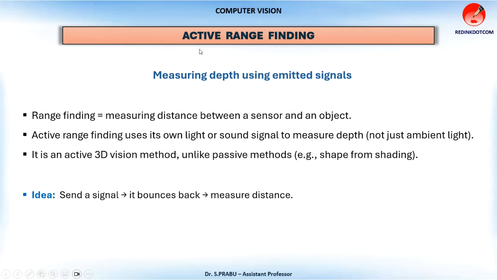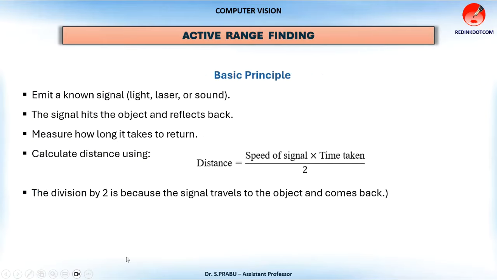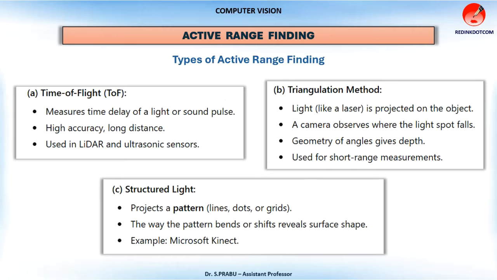The key idea of active range finding is sending a signal to the object, and the depth information can be identified by how long it takes to return. That can be calculated by this formula: the distance is the speed of the signal multiplied by the time taken. This value is divided by 2 because the signal reaches the object and returns back to the source. There are different types of active range finding: time of flight, triangulation method, and structured light.